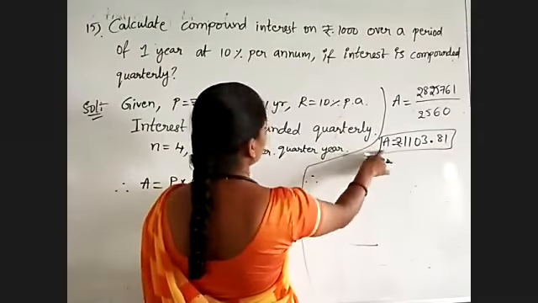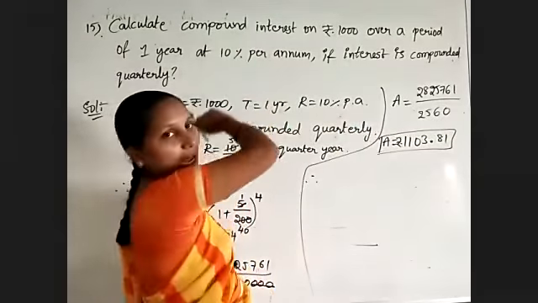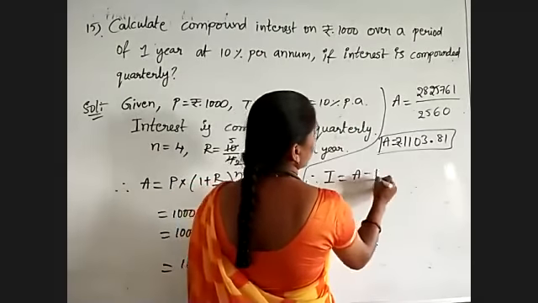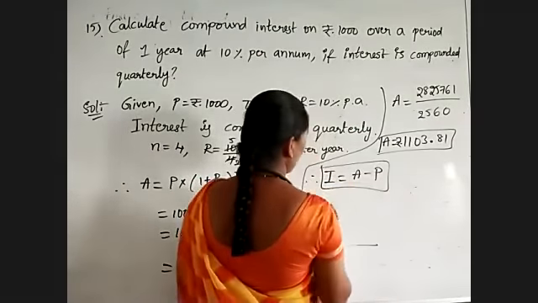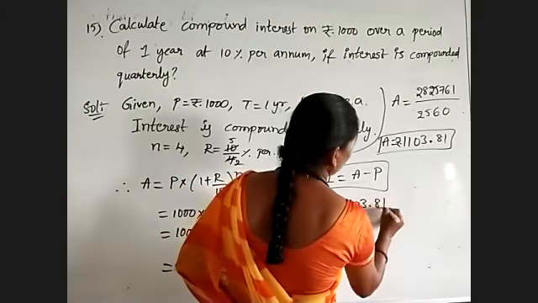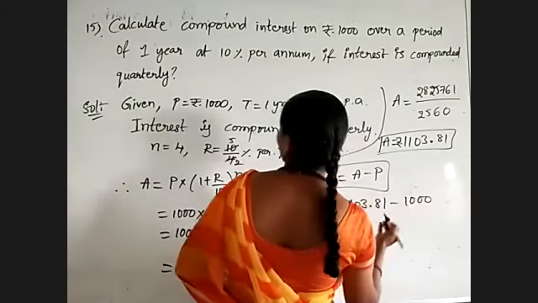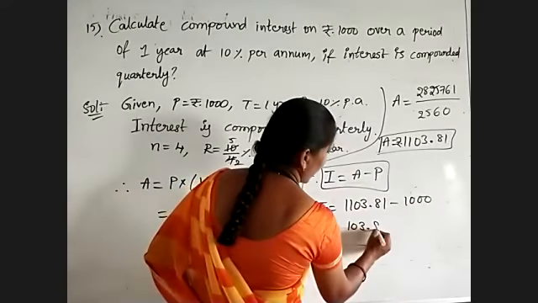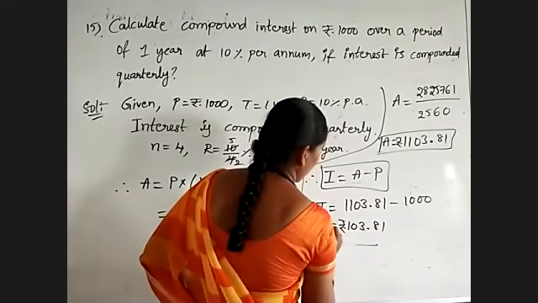Therefore, they didn't ask for amount, they are asking to find out compound interest. So interest is given by amount minus principal. So interest is equal to 1,103.81 minus 1,000 rupees. So that is nothing but 103.81 rupees is the interest.